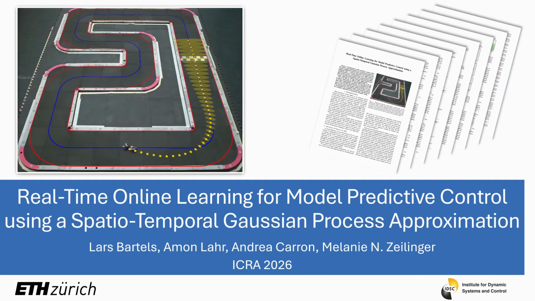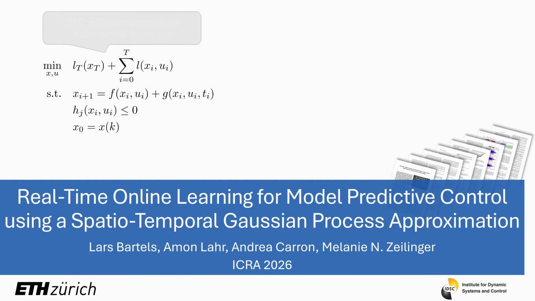This video accompanies our paper Real-Time Online Learning for Model Predictive Control using a Spatio-Temporal Gaussian process approximation. It gives a high-level introduction to our approach on learning unknown system dynamics online in closed-loop control and presents experimental results from an exemplary application in miniature autonomous racing.